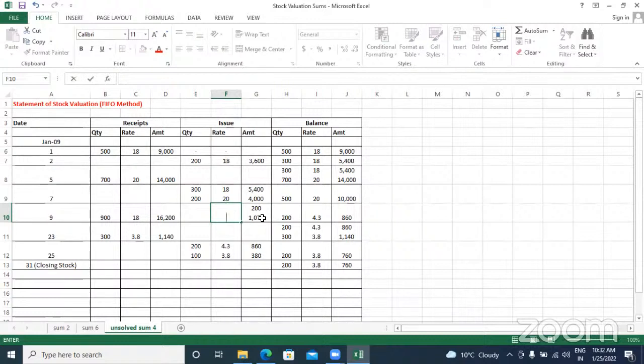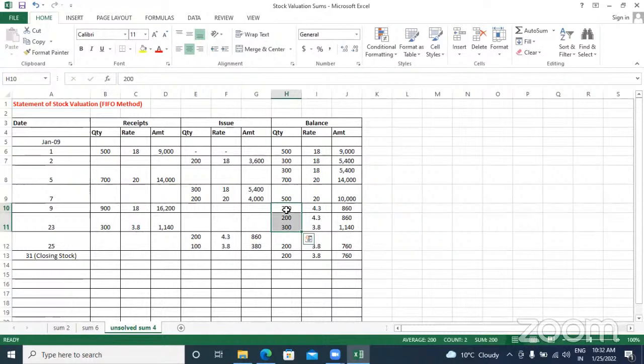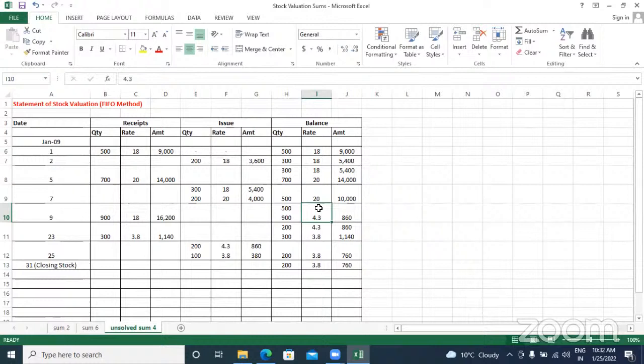So we will come to the balance column. Tell me, first balance has to be the same, 500. After 500, what will we add? 900, because we have purchased. So here first 20 and then 18. Here first 10,000, because the value of 500 was 10,000, and the value of 900 is 16,200. These are the values. Values means amounts. Okay, so ninth date is over.